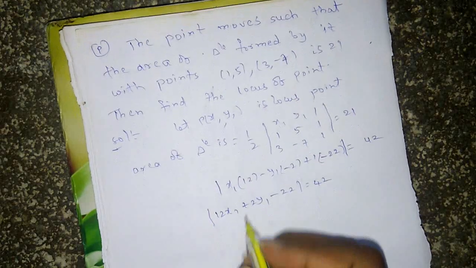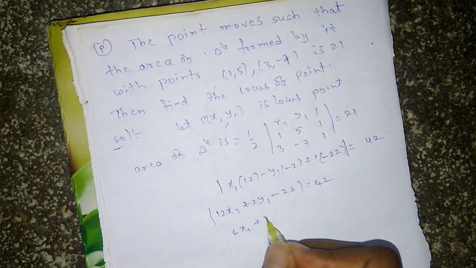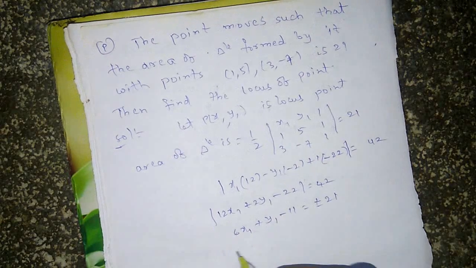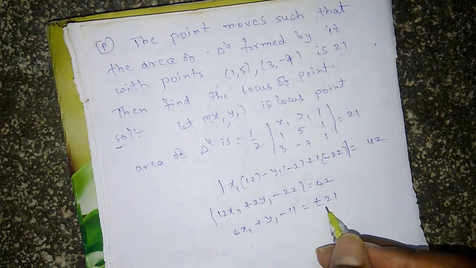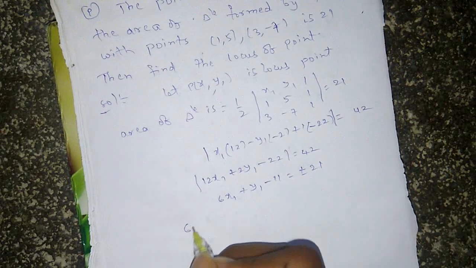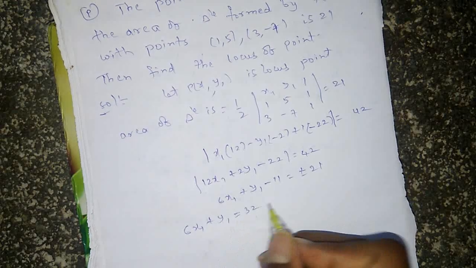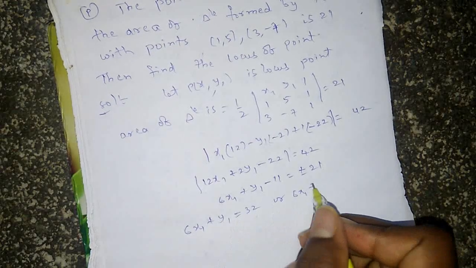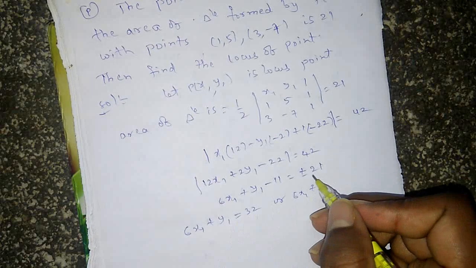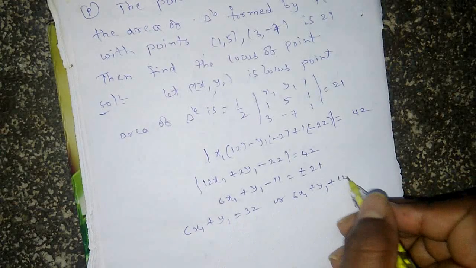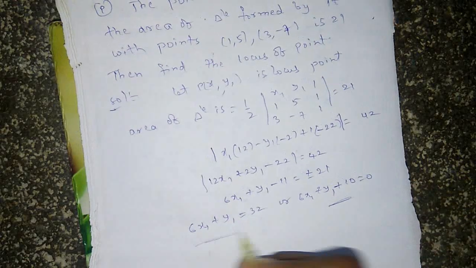Here you can take 2 common, that is 6x1 + y1 - 11 = plus or minus 21. One time you take plus 21, next time you can take minus 21. This is 6x1 + y1 = 32, or 6x1 + y1, this is minus 21 means it will be plus 21, this is plus 10 = 0. This is the required locus of the point.